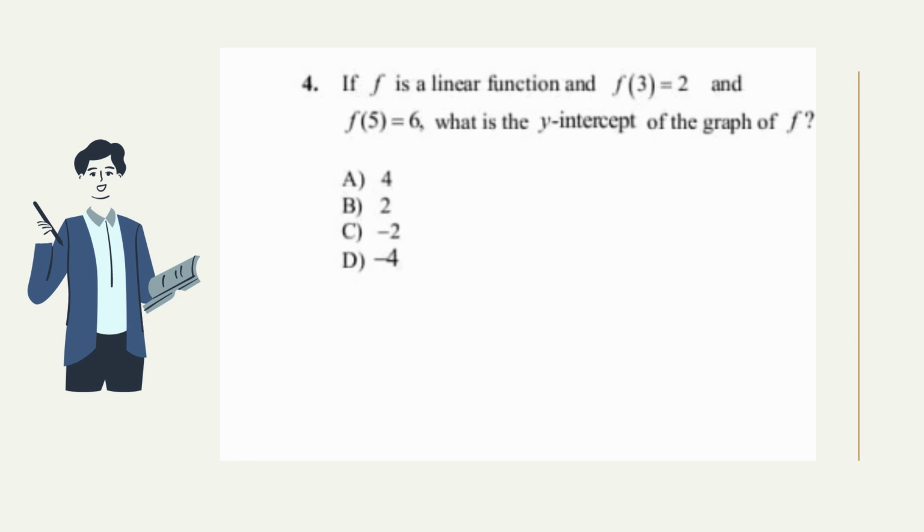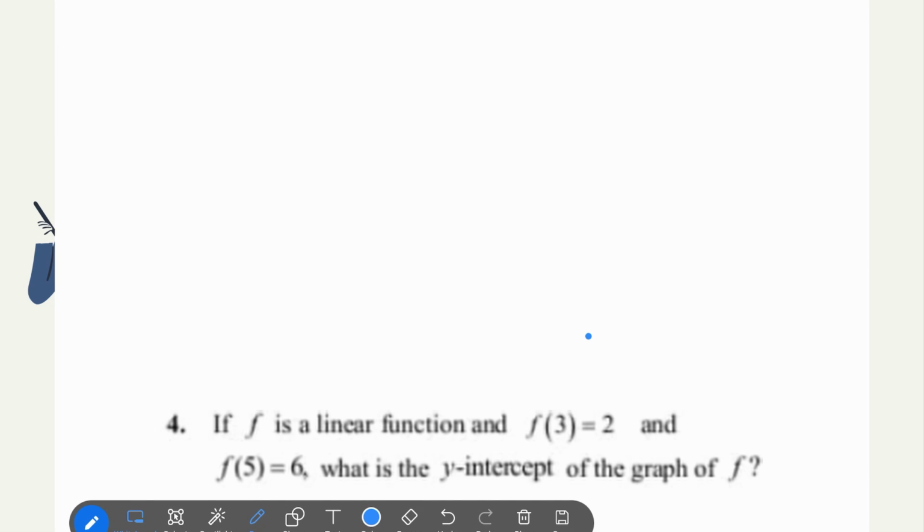Now let's look at other type of questions. So in this next question, let's just read it. If f is a linear function and f of 3 is 2 and f of 5 is 6, what is the y-intercept of the graph of f? Like in our previous problem, we can identify the two different points mentioned before. First, we have f of 3 equals 2, or as a point we can represent it as 3, 2. Second, we have f of 5 equals 6, or as a point we can represent it as 5, 6.